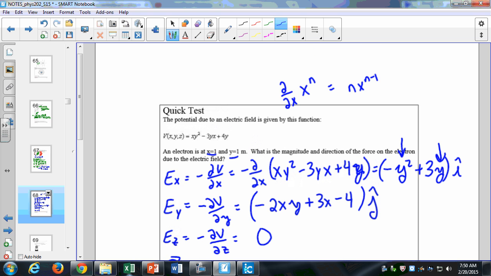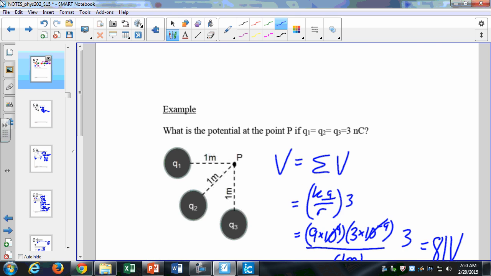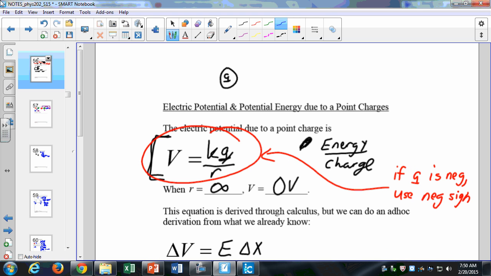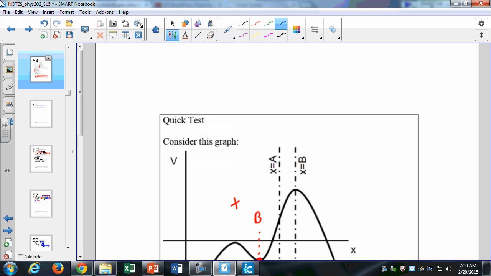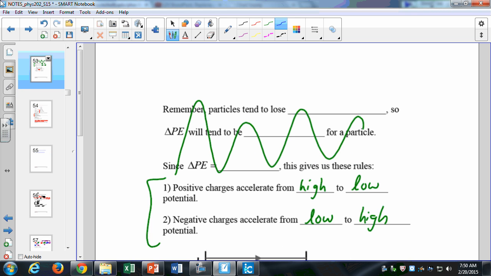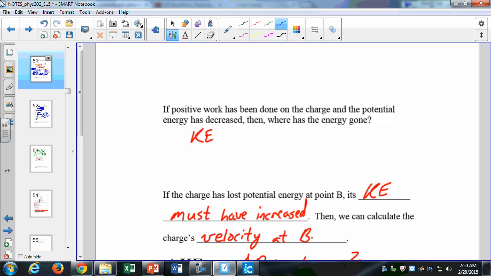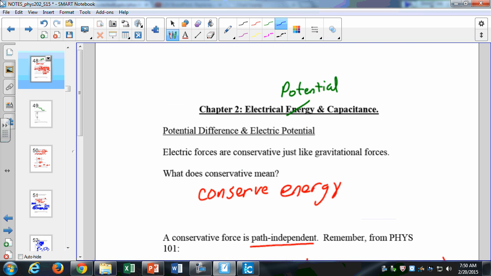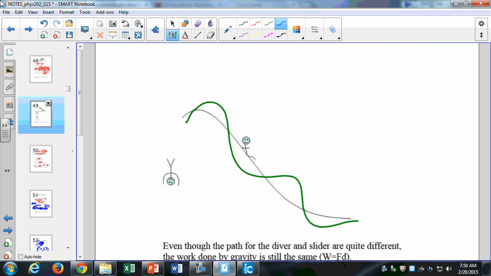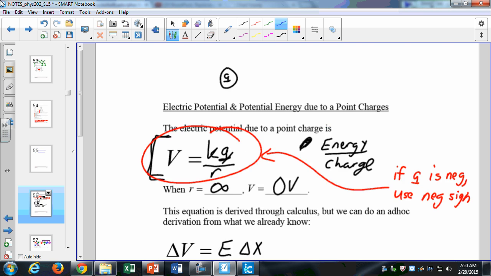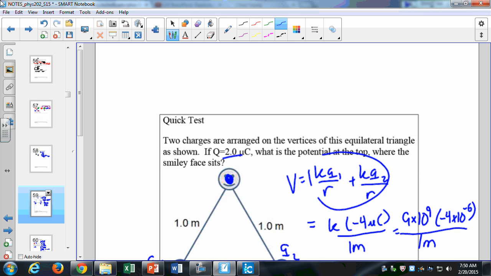So on the next test, looks like we did not have potential on the last test, correct? It just went up through electric fields. So I guess it's just all of this chapter then. Yeah, so on the next test it'll be all this information about electric potential.